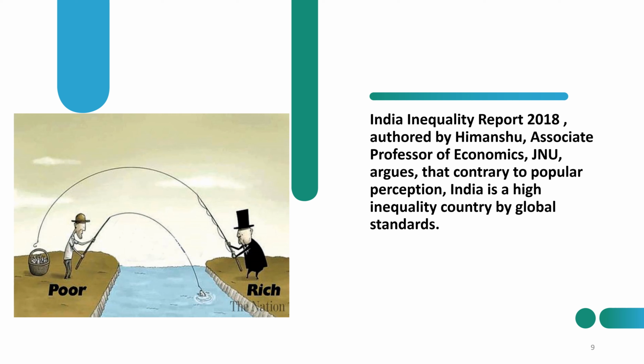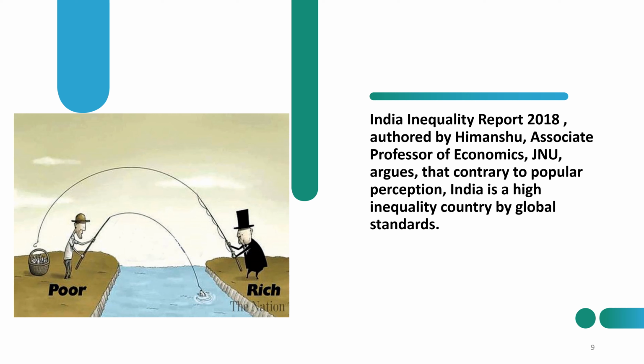The India Inequality Report 2018, authored by Himanshu, Associate Professor of Economics at JNU, argues that contrary to popular perception, India is a high inequality country by global standards. Inequality in India is multidimensional. There are inequalities in wealth, income, and consumption, as well as structural inequalities of opportunity, region, and social group. The report argues that the claims of India being a low inequality country are based on consumption expenditure inequality, which is generally lower than income inequality. However, most other countries measure inequality on the basis of income.